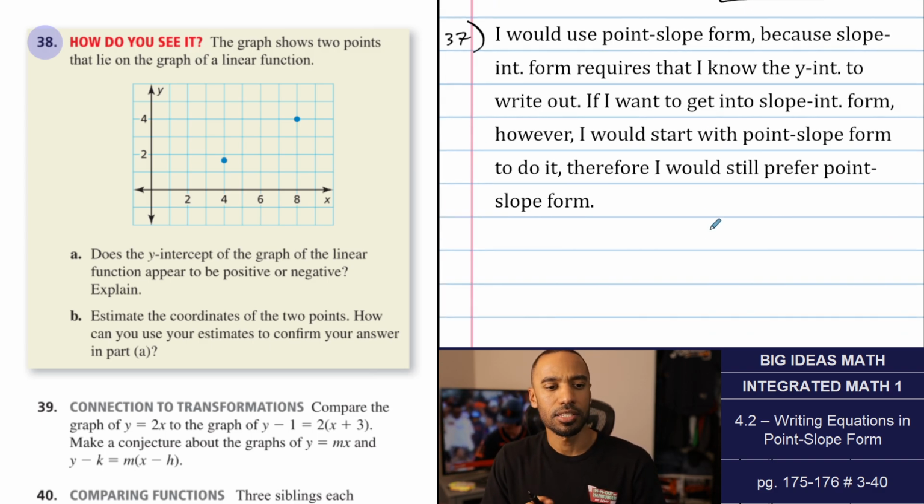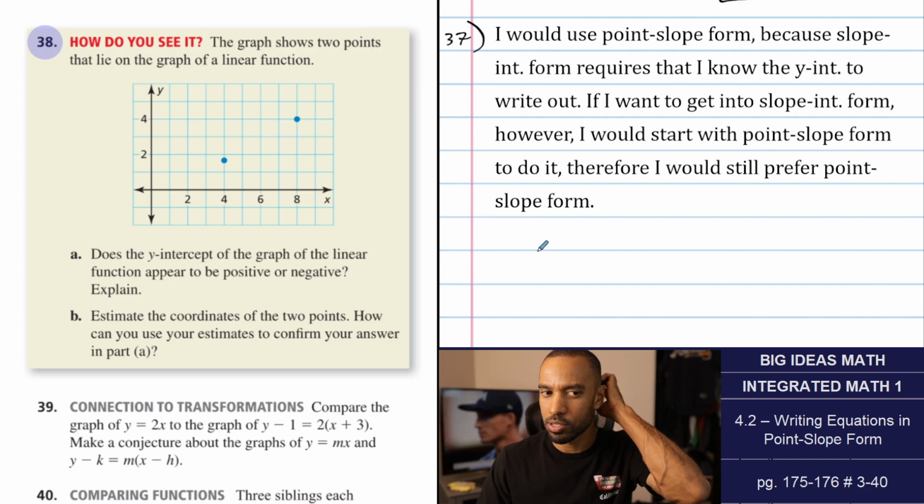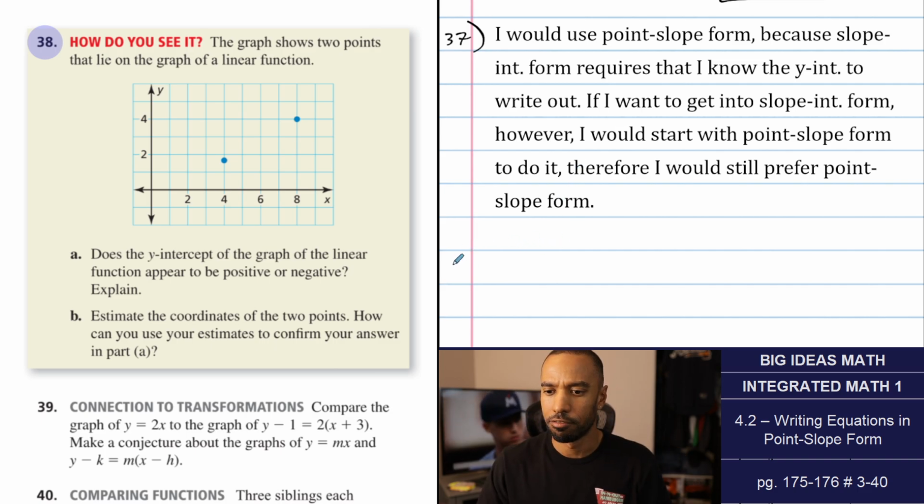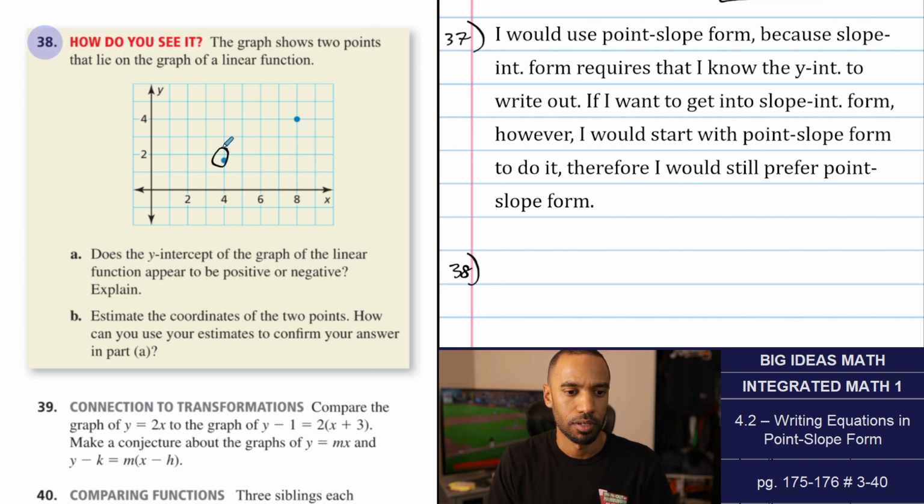All right, number 38 says, how do you see it? The graph shows 2 points that lie on the graph of a linear function. And this point does not look like a friendly one. This one looks fine. This one, I can't tell what that y value is. Does the y-intercept of the graph of the linear function appear to be positive or negative? Okay, I'm going to cheat, but it appears to be negative.